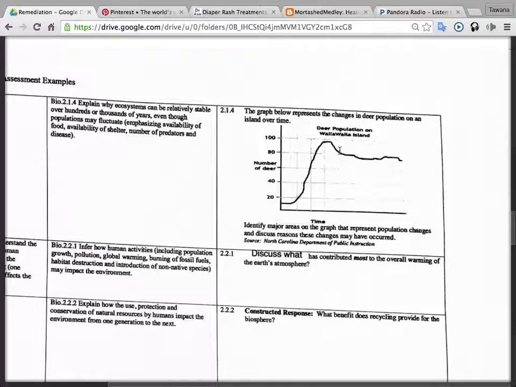The type of question for this could be a multiple choice question, but it also could be drag and drop reasons for this increase or this change. All right, go ahead and erase that for me.